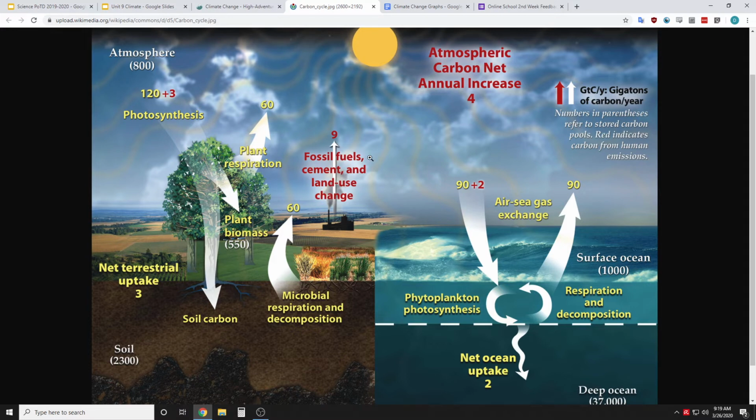Some carbon actually eventually goes into the ocean. The ocean is a fantastic sink. Sometimes they call these two things source and sink. Source means where something comes from. Sink means where it's going to. The ocean is a ginormous sink of carbon.